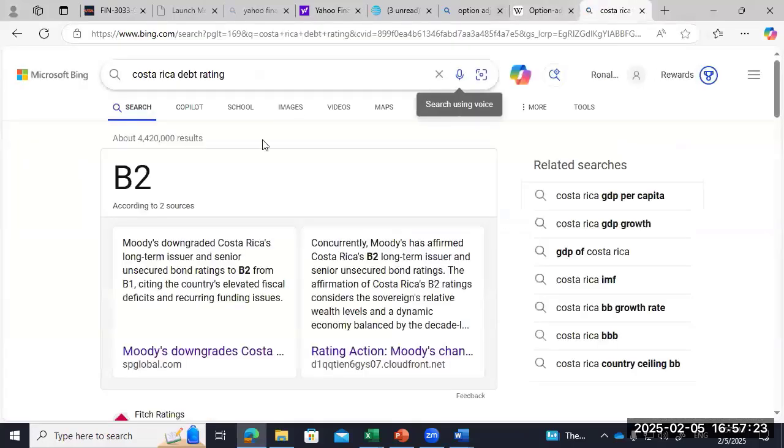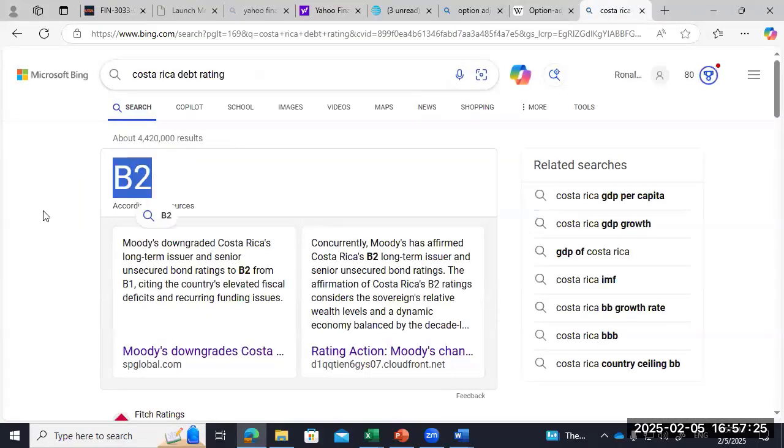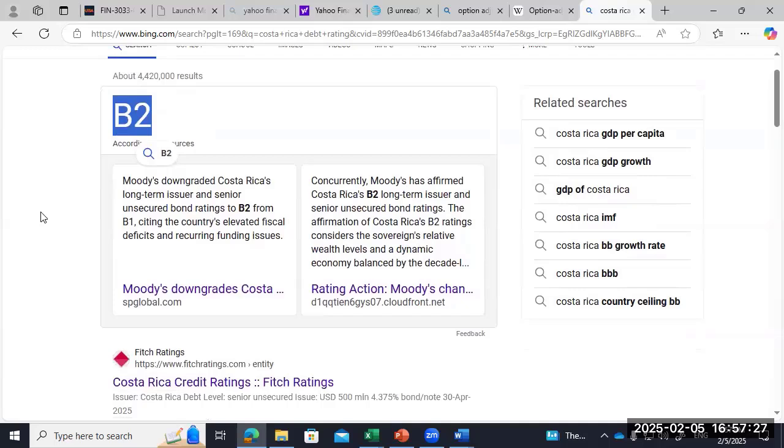I think it's single B, or last time I looked, B2. That's pretty low, right? You have triple B as intermediate, as medium. Double B is the top part of the junk. Single B, you're getting close to triple C. Once you get down to triple C, those that start with a C, over half of them are going to default in the next 10 years. So there's a pretty high probability.